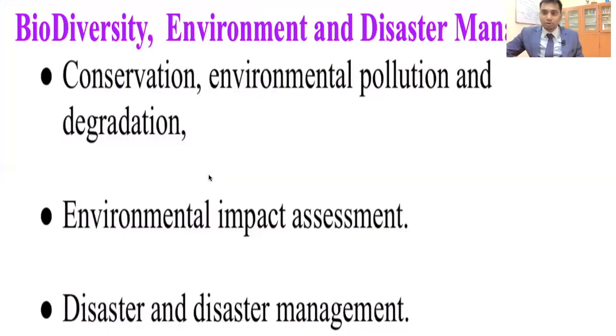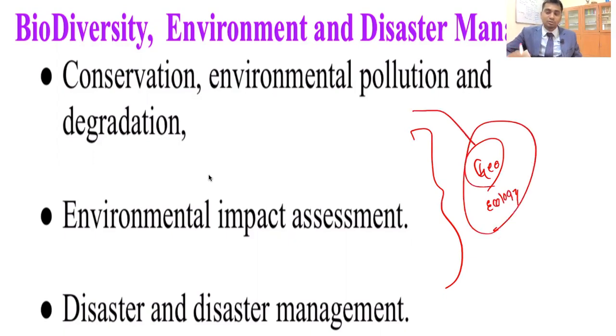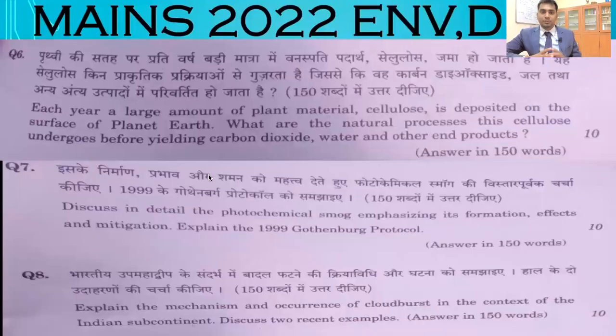Let's go to the next module, that is called Environment, Biodiversity and Disaster Management. As I said, 6 questions are from this combination, science and technology, environment, ecology. Now, conservation, environmental pollution and degradation, environmental impact assessment, disaster and disaster management, and don't forget that in geography also you have ecological geography, which means they can link these questions in geography, or they can ask the questions in the so-called environment. Now let's look at what questions they asked.